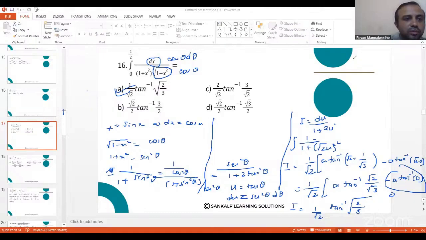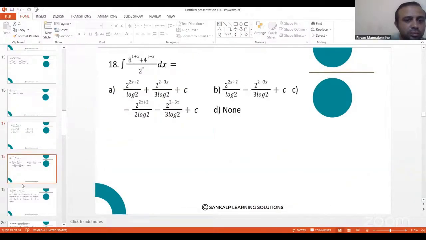We go to the next question. Question number 18. Try to solve this. The integration of 8 raised to 1 plus x plus 4 raised to 1 minus x, by 2 raised to x, dx. Find the answer of this. Four options are given. What is the value of this? One minute time again. After that, I will start solving this.